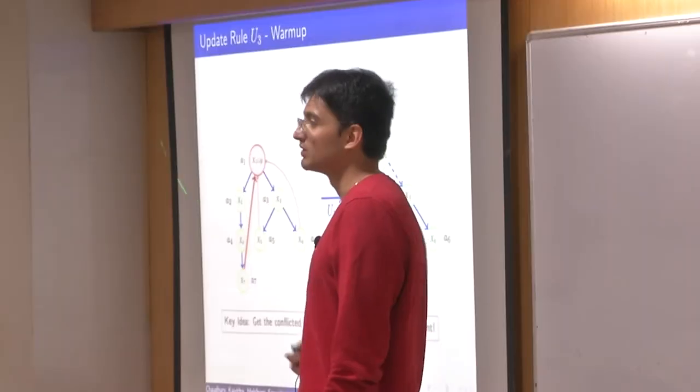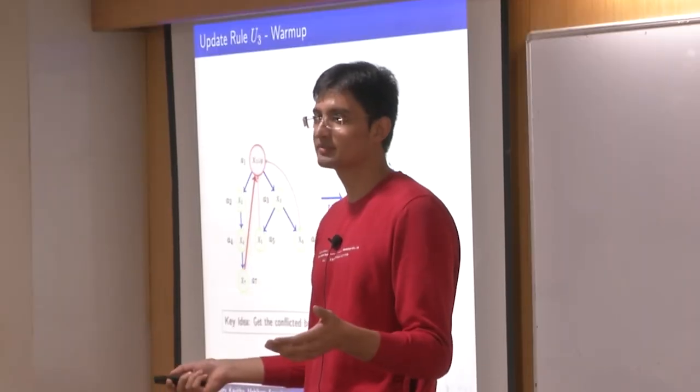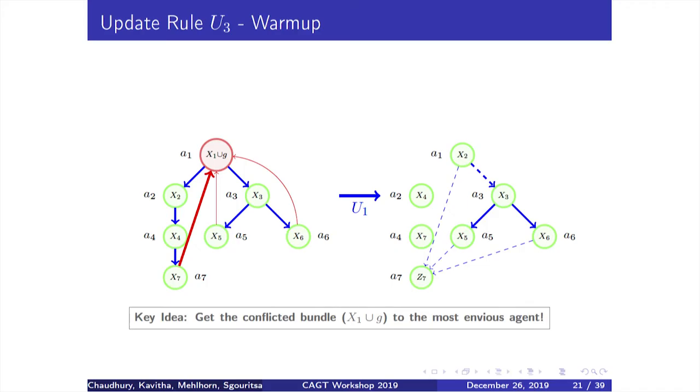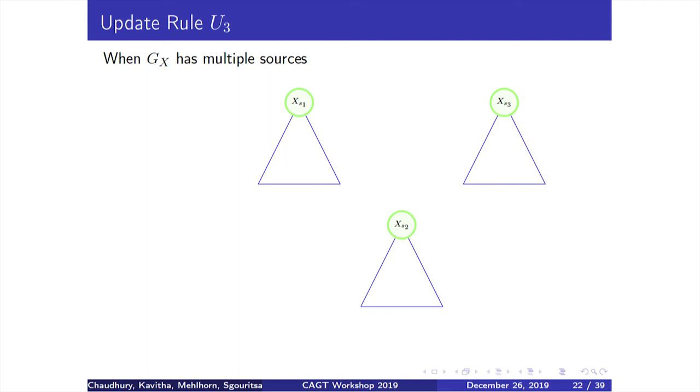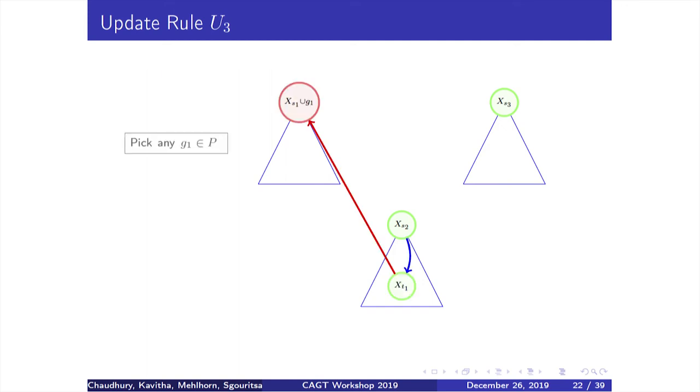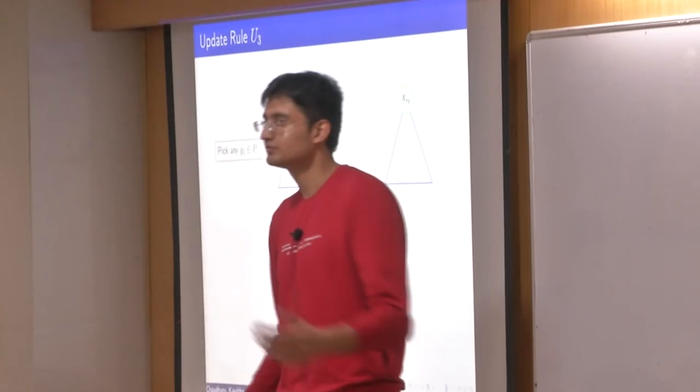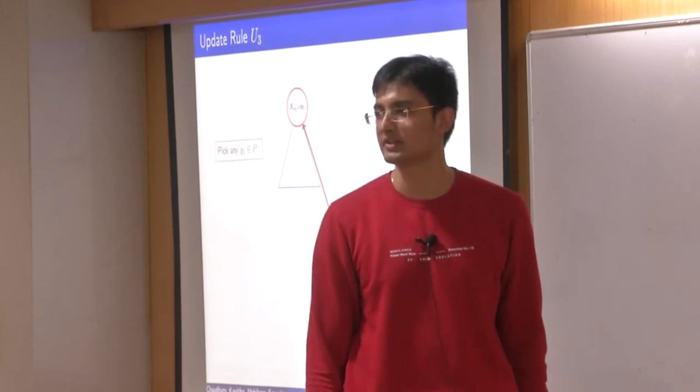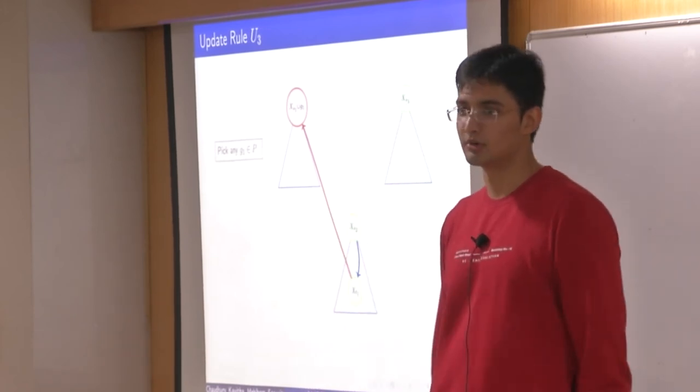When is this not possible? When your NV graph has multiple sources, and the most envious agent may be in another subtree, not reachable from your source. So let's look at that example. When you have multiple sources, now when I put a good on S1, you could have a most envious agent somewhere else, which is not reachable from S1, and I cannot apply this trick anymore.